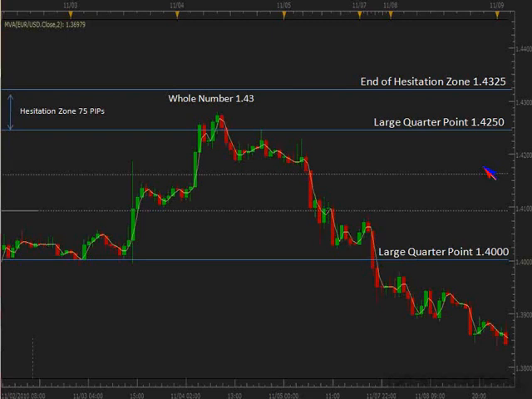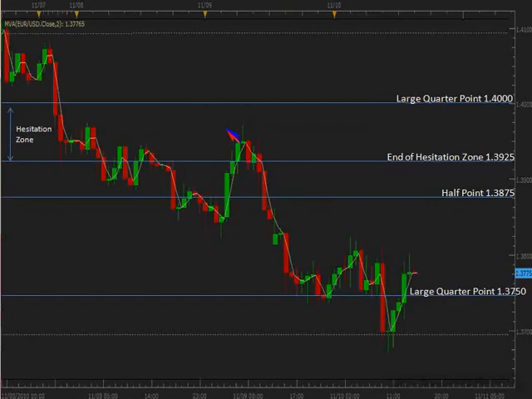Now, let me take you to the previous slide. Remember the prices here moving above $1.4250? What was the first thing that we can notice when we compare both of the price behavior and activity of the euro-dollar pair around these large quarter points? They move above $1.4250, but they only move about 31 pips. They do not target the end of the hesitation zone, and come short ahead of the whole number at $1.43. And then they reverse back to the large quarter point and break below it.